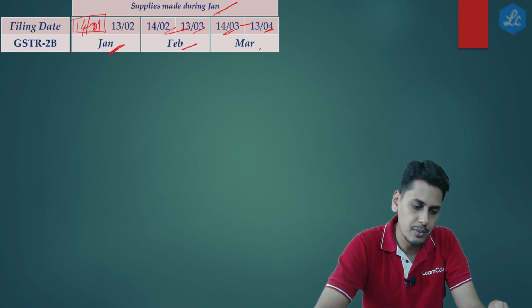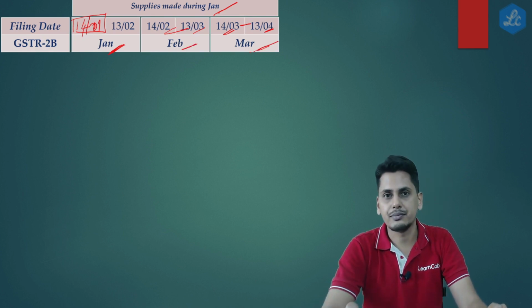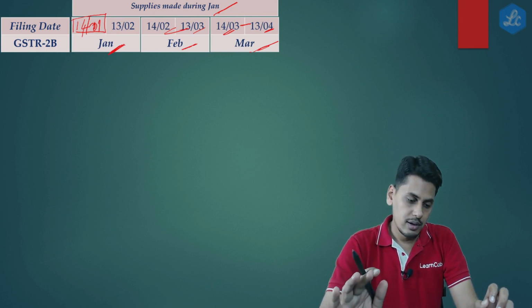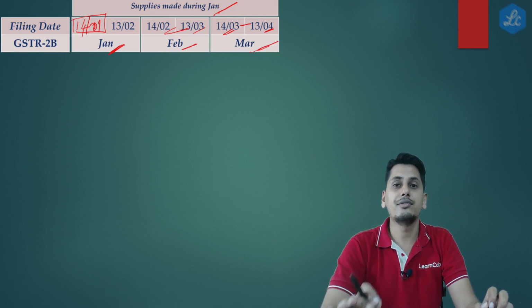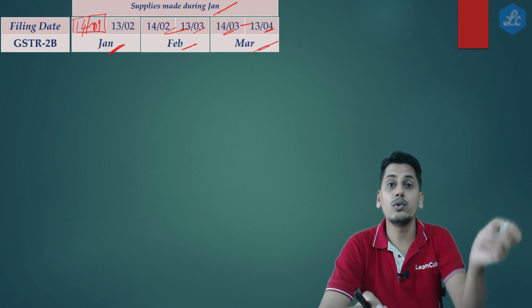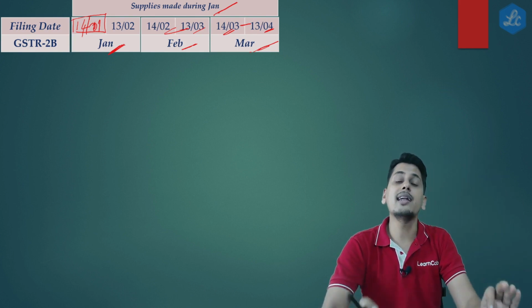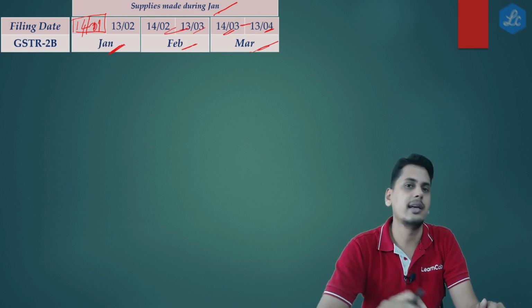This window is for February. This window is for March. So friends, we are clear as to when, if the details get uploaded, it would appear in which GSTR 2B, and accordingly when input tax credit can be taken.